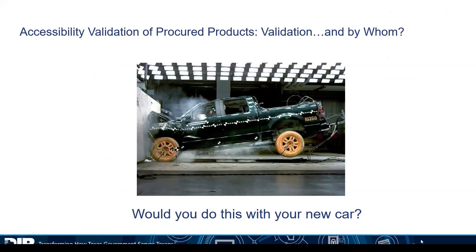The example I like to use, with regard to getting something from a vendor who validates accessibility: you go out and you're looking to buy a new car. You want a very, very safe car. You do all the research. You go, yes, this is the safest car, this is the one I'm going to get because I know that this is the safest. I read all the information. Are you going to go drive it into a wall to see if it meets the safety standards? Of course you aren't. Well, let's hope so.